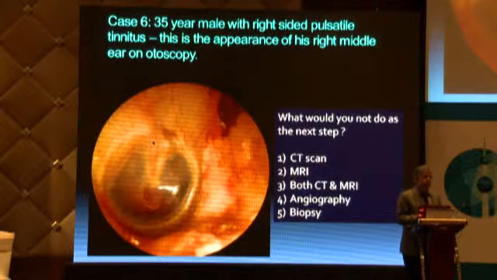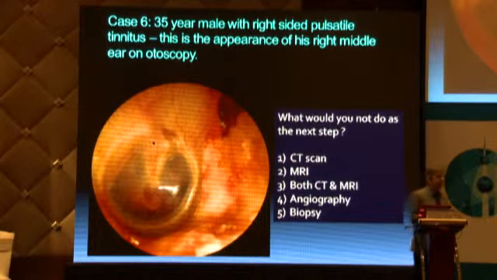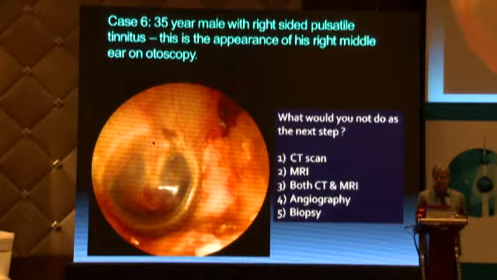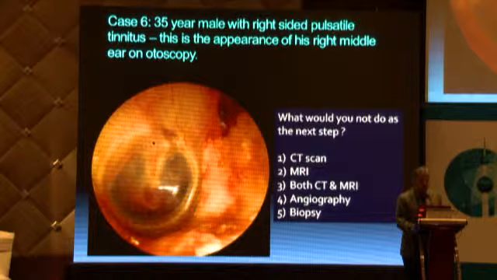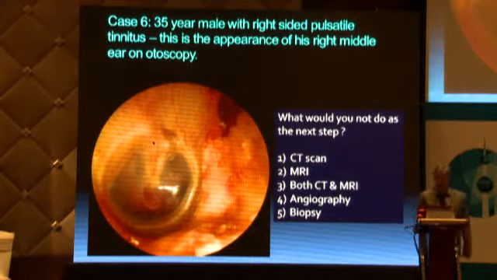So good, let's go to case number 6. This is a young adult again with right-sided pulsatile tinnitus. This is a very interesting topic, pulsatile tinnitus and a retrotympanic vascular lesion. And this is the appearance of his right middle ear. See, this is the attachment of the handle of the malleus. And if you look closely, behind the eardrum, in the middle ear, is a reddish structure, right? I'm just giving you that clinical clue.